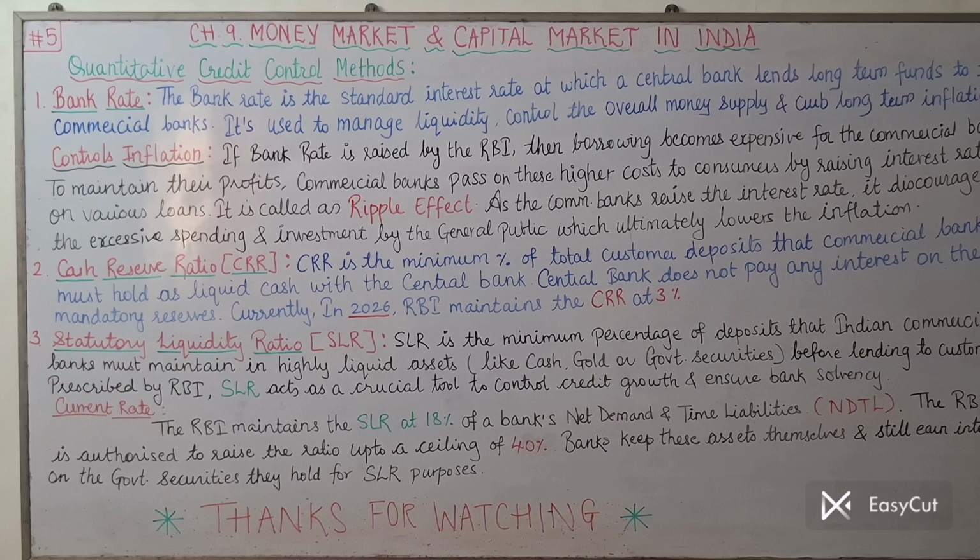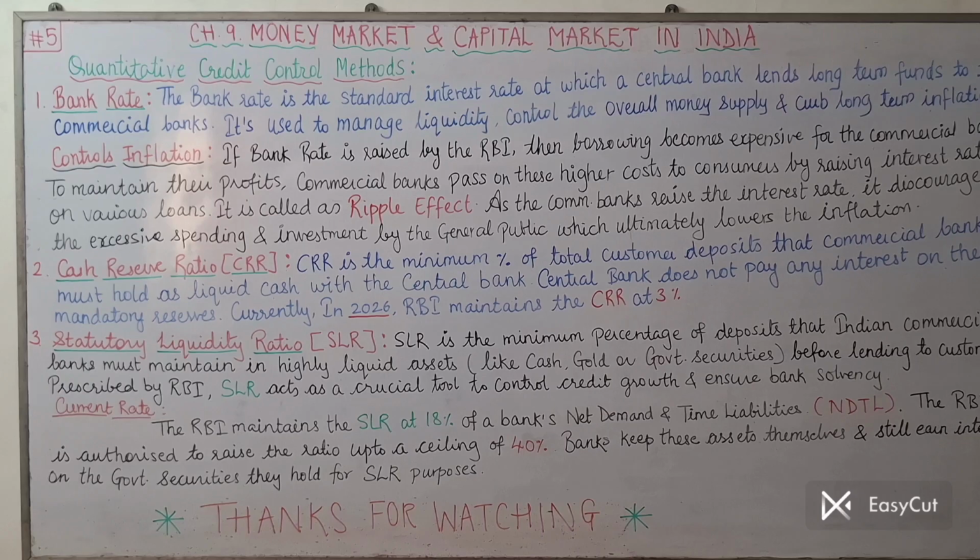Now let us see how this SLR works and what the current rate is. Currently, the RBI maintains the SLR at 18% of a bank's net demand and time liabilities, NDTL. I would like to explain a bit here. Demand liabilities are the liabilities which the banks have to pay on demand. Suppose I have a current account or a savings account with the bank, and I demand back my money. Then the bank has the compulsion to pay it back at any time on my demand. That is called demand liabilities.